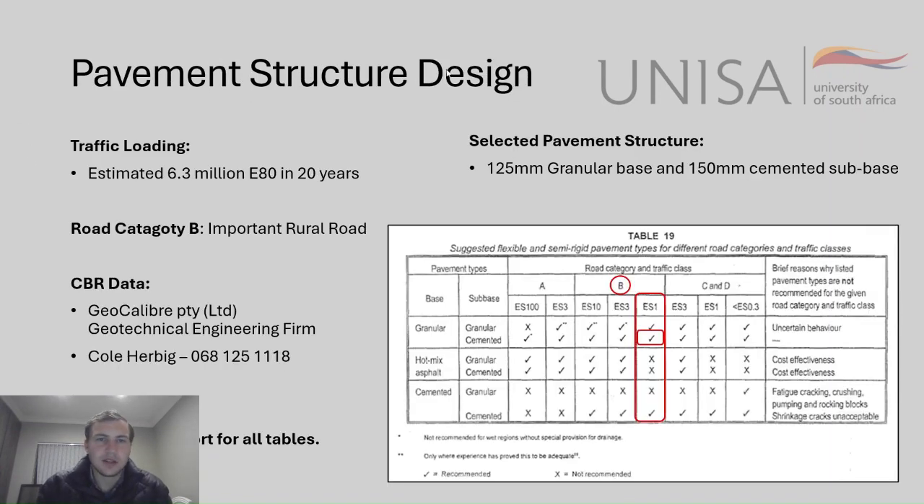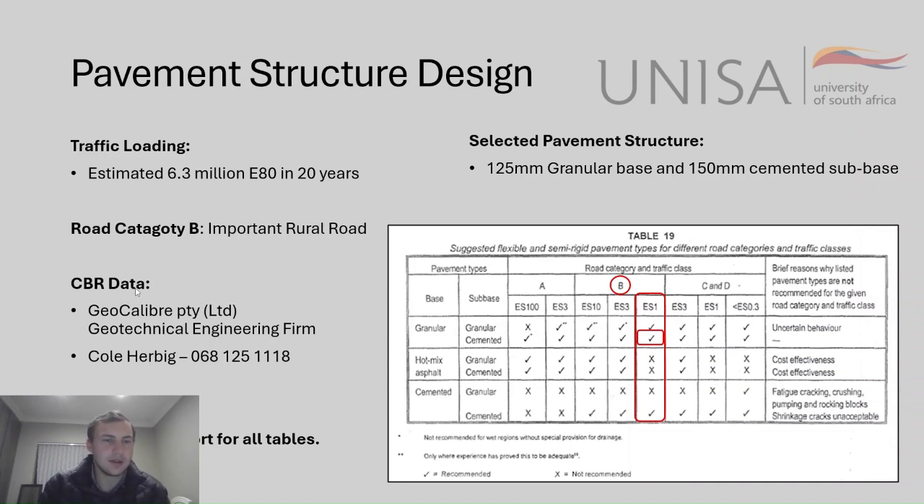So, pavement structure design. The traffic loading was calculated at 6.3 million E80s in 20 years with estimated growth projections. All these calculations are in detail in the report, so please refer back to them. The road is category B, important rural road, as it will become an important rural road. It is relatively important, but it's not very important at the moment.